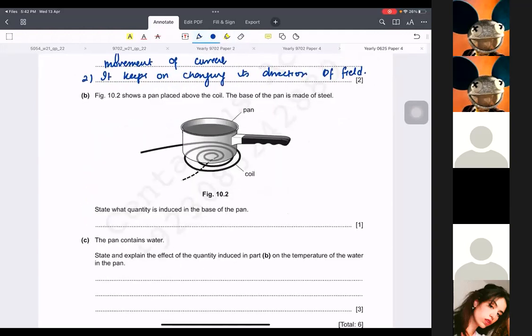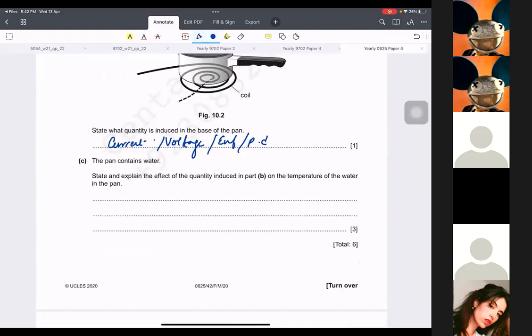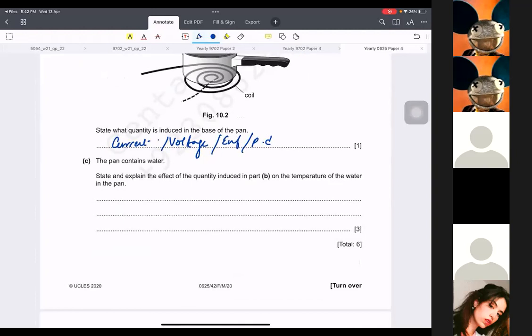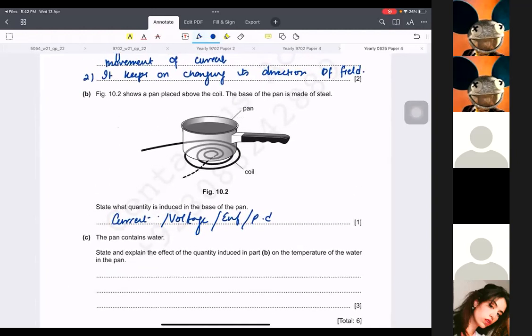Now they say there is a coil and there's a pan. State what quantity is induced in the base of the pan. Of course, current will be induced. Why will current be induced? Current, you can also write voltage, by the way, EMF, whatever you want, potential difference. This is because of change in flux. You should remember if there is a changing magnetic flux, then in case there is another metal, it causes it to induce voltage or current.